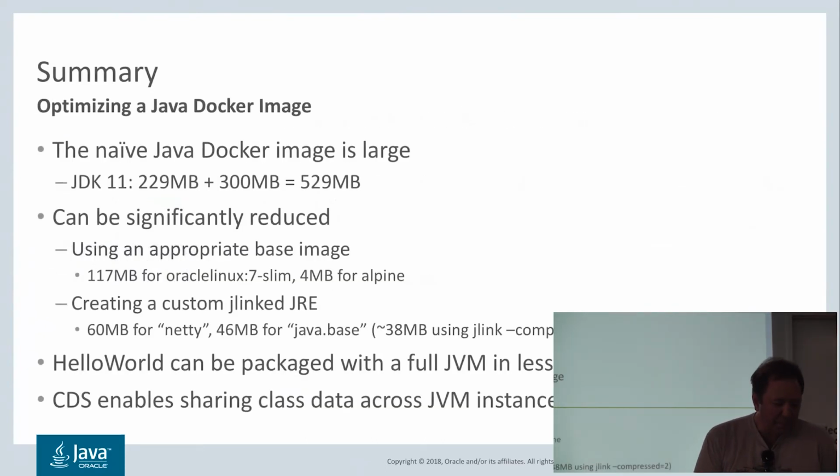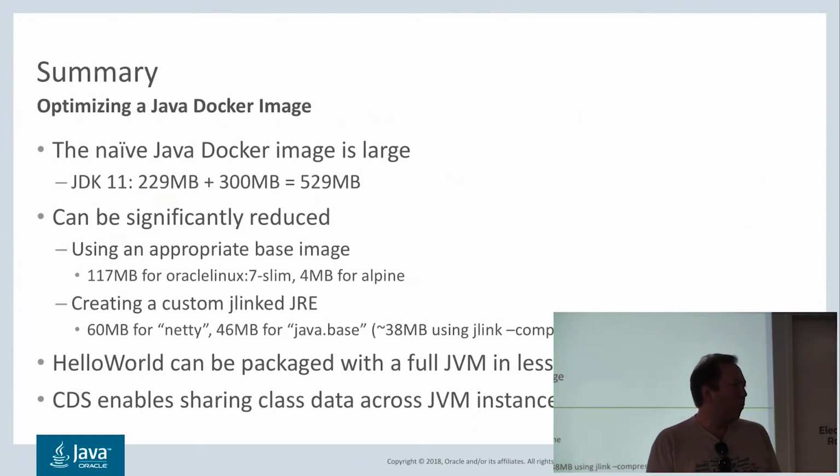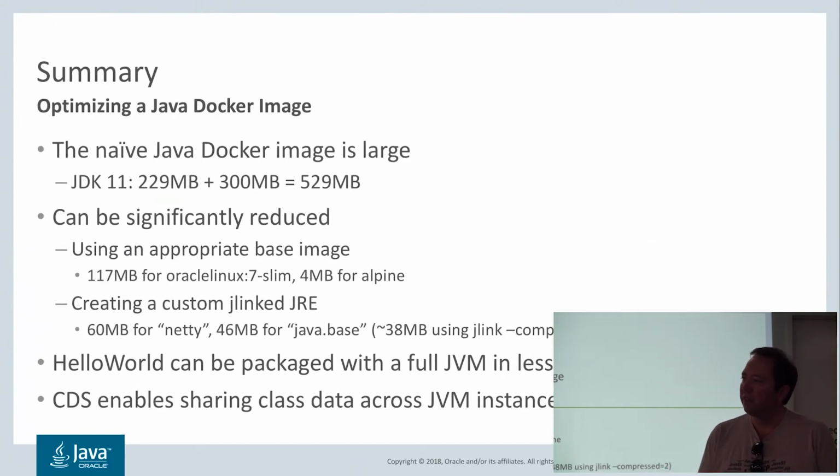Quick summary. If you start with Docker and just put the naive full JDK in there, you'll end up with a large image. That may or may not be a problem, but if it is, you can reduce it. You can use another base image, or you can create your own JRE. And again, the tooling is provided in the JDK itself, so it's very straightforward. If you want to package Hello World in the smallest possible way, you'll end up with something ballpark 40 megs in size. We're looking at ways of cutting that down further, but I like to think that that's a pretty reasonable size.